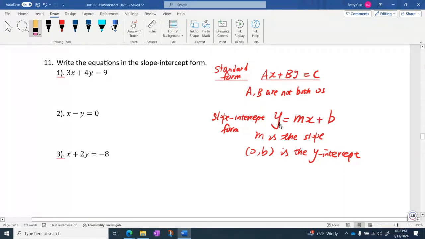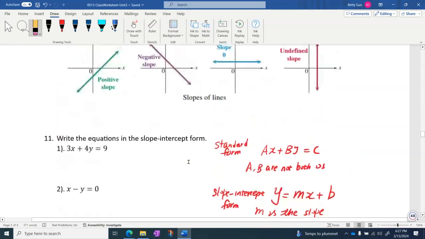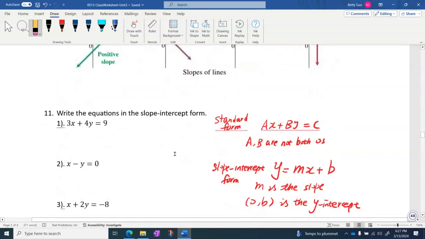Variable y is by itself on the left side. On the right side, we have 2 terms. The first term is the first basic type, a number times a variable. And the second term is the constant term. The coefficient of x is the slope, and the constant term b is the y value of the y-intercept. Very important. We know the slope-intercept form of a straight line has variable y by itself on the left side. So number 11, we are going to rewrite those equations in slope-intercept form.